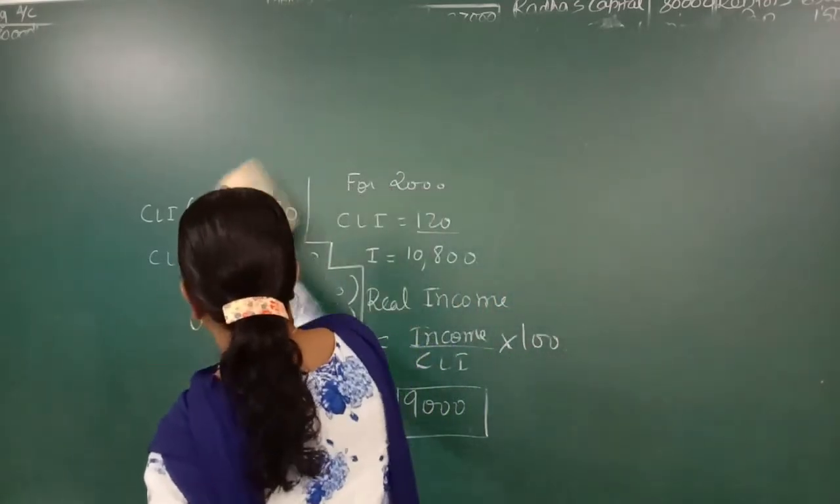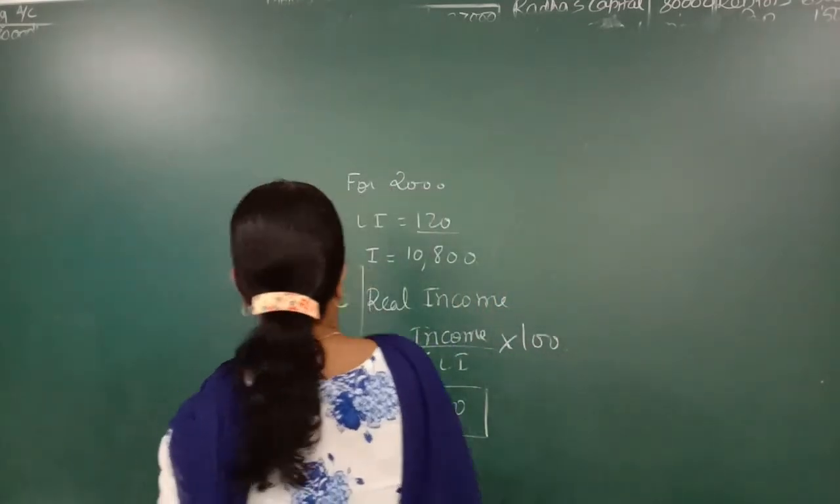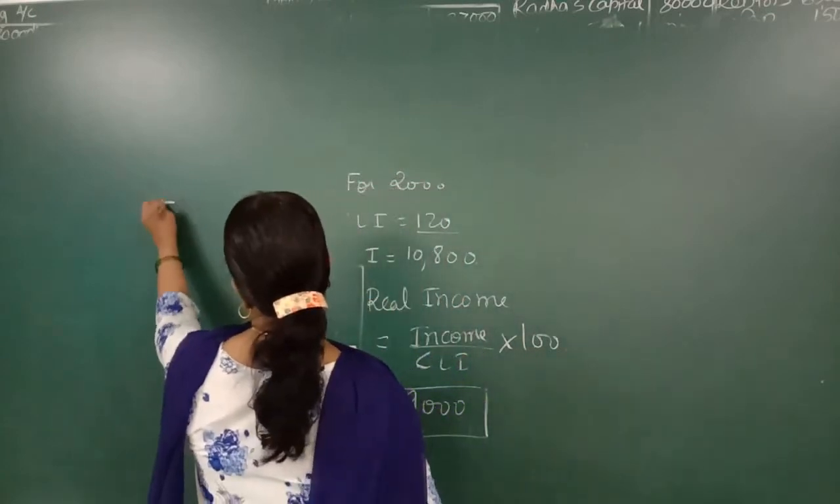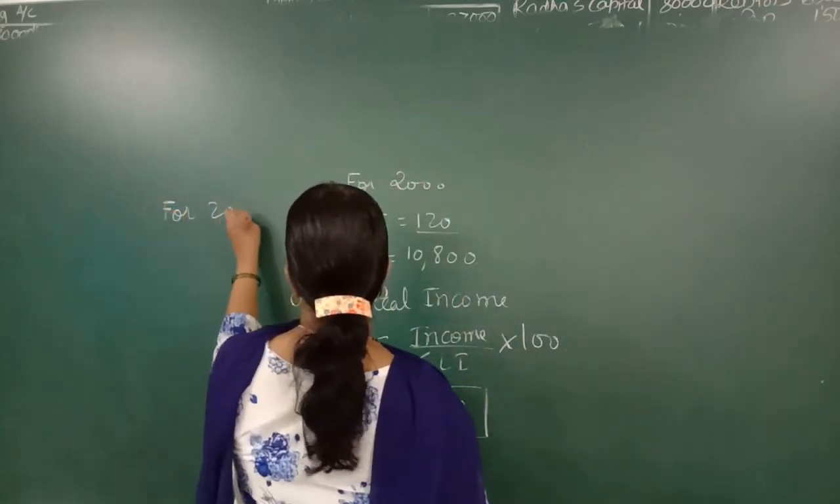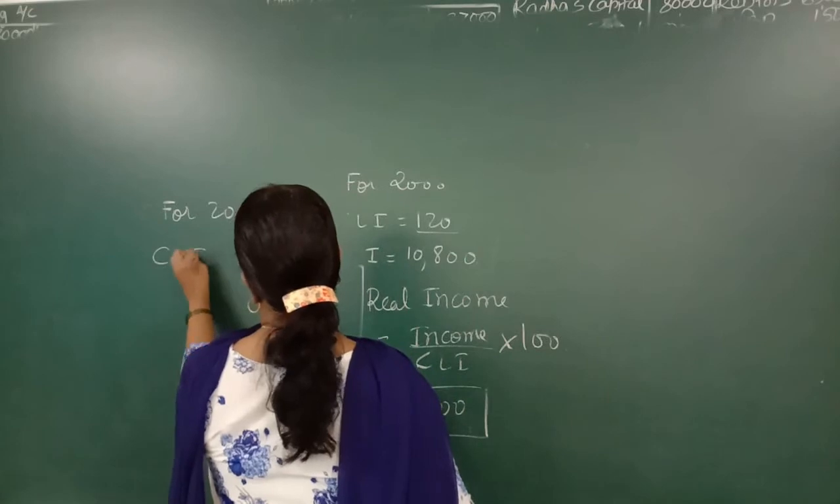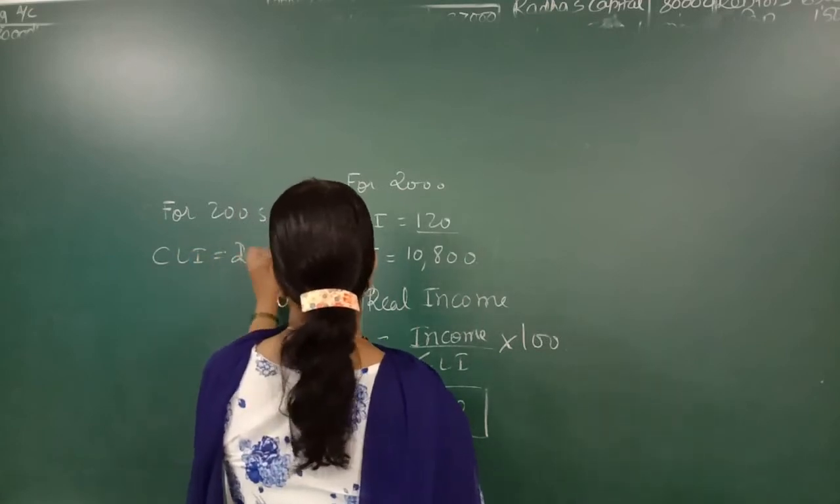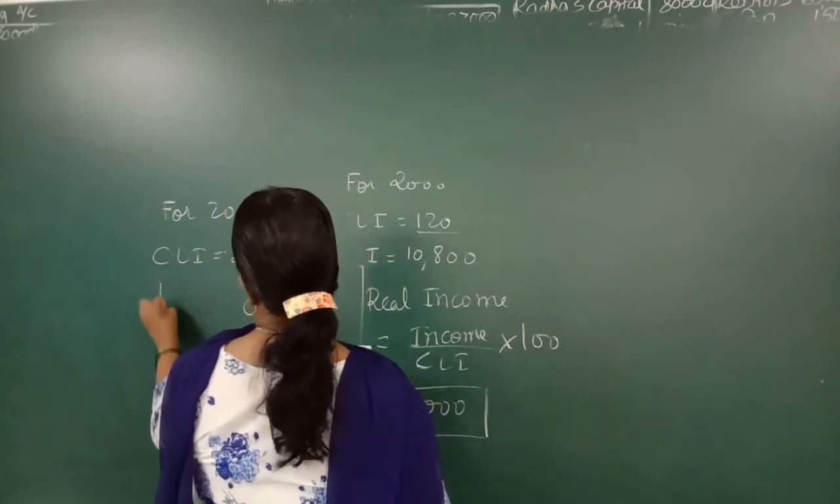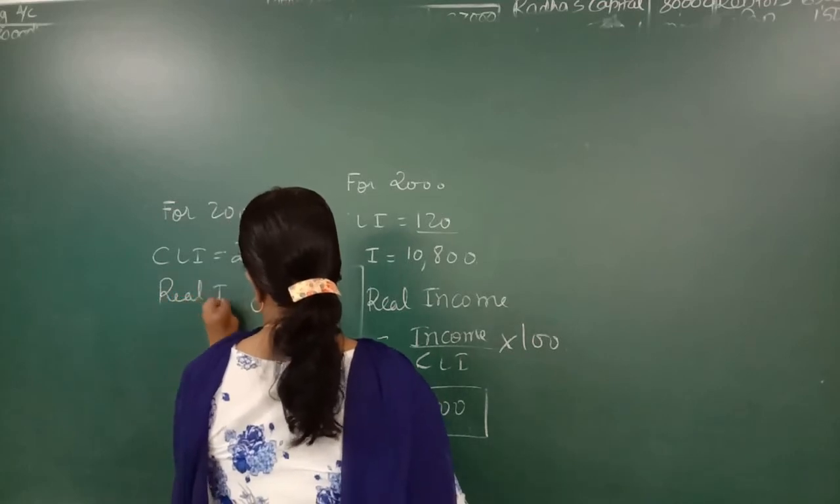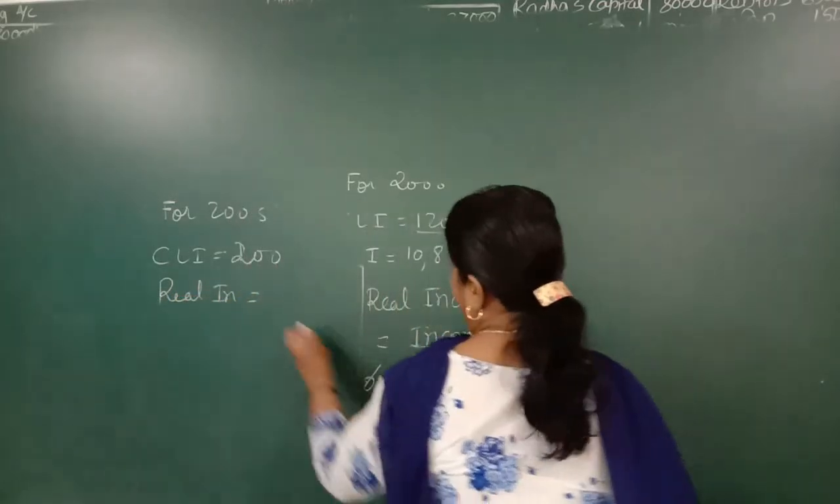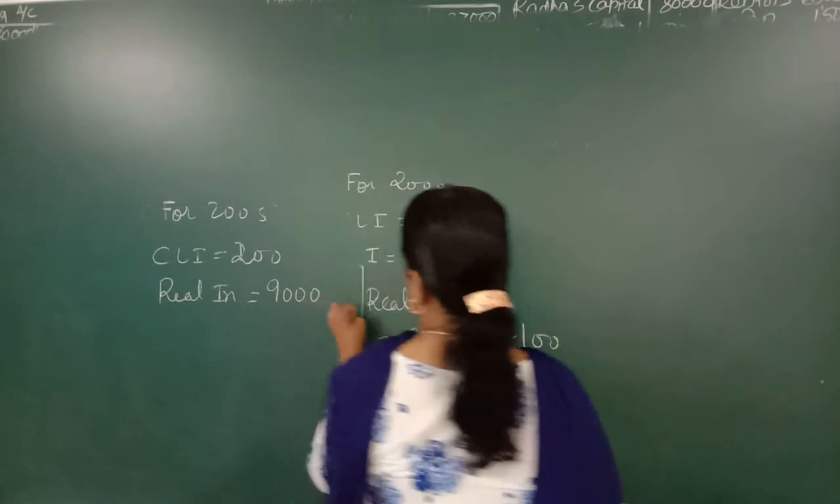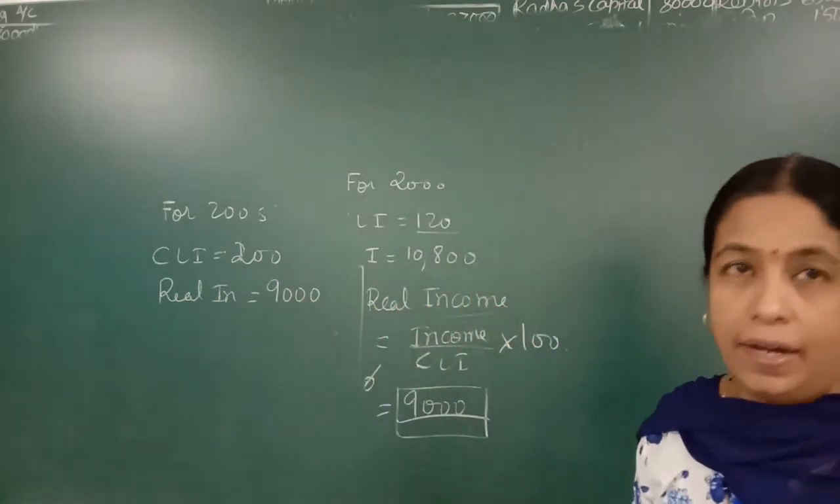So see, for 2005 the CLI is 200 and the real income will remain the same as before. This is 9,000. The 10,800 is the increased income that we took.